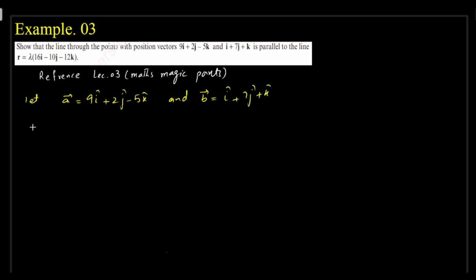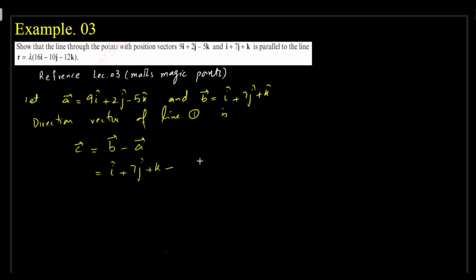Now the direction vector of line 1, let us call it c vector. C vector equals b vector minus a vector. One may find it by subtracting a vector from b vector. Since any vector parallel to the given line is a direction vector of the line, we can also find it as a vector minus b vector.